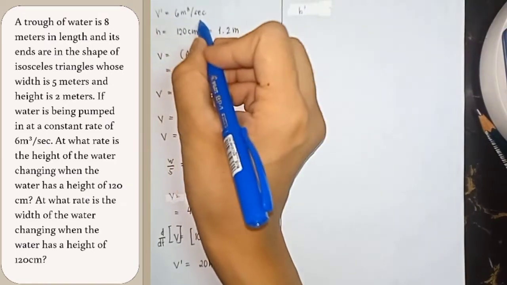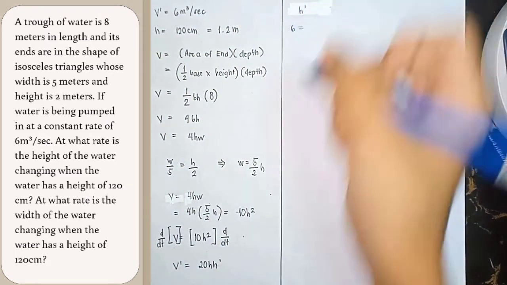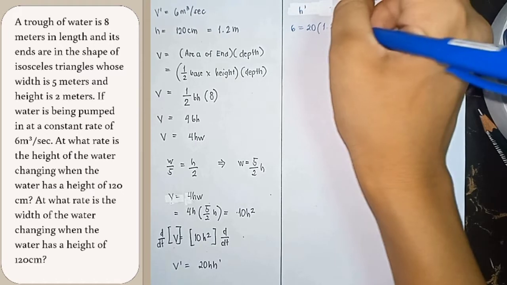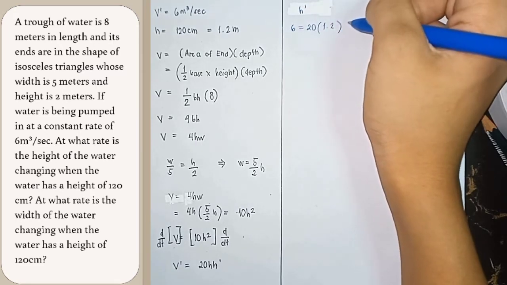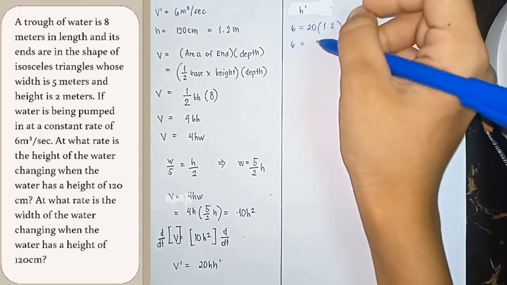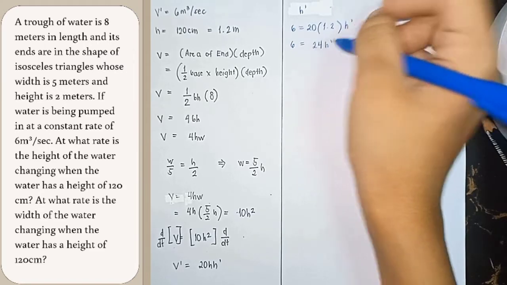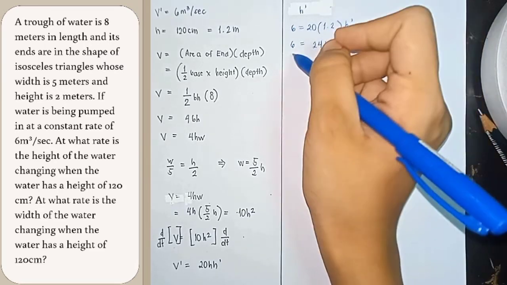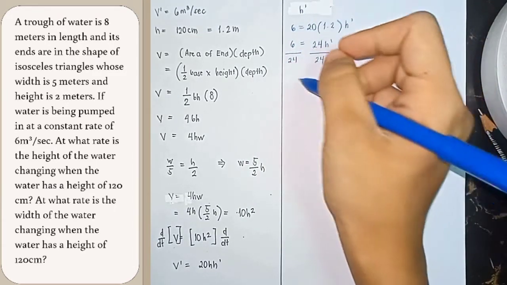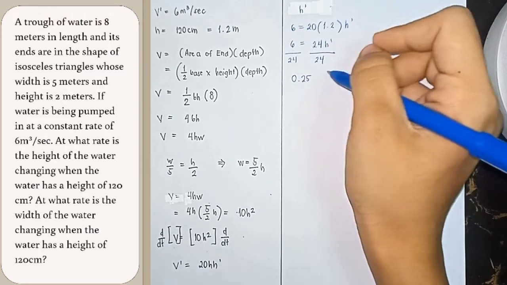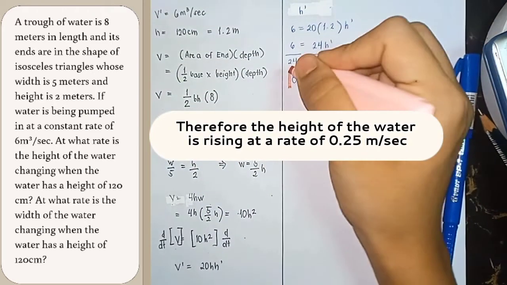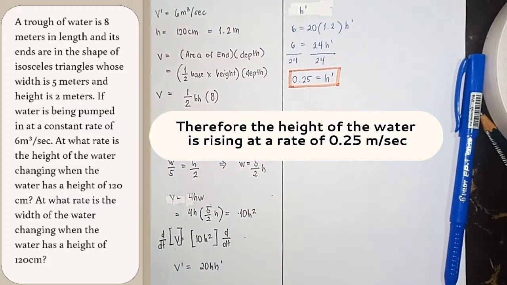So we have V prime that was given to us, which is 6, equal to 20, and 1.2, which is the height, times h prime. 6 equals the product of 20 and 1.2, which is 24, times h prime. To solve for h prime, we need to divide both sides by 24. So 6 divided by 24 is equal to 0.25. So the height of the water is rising at a rate of 0.25 meter per second.